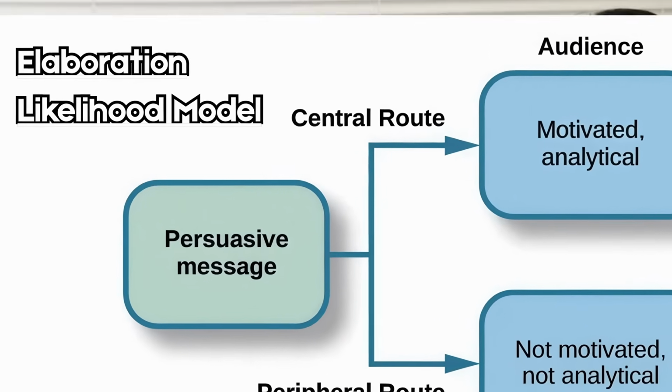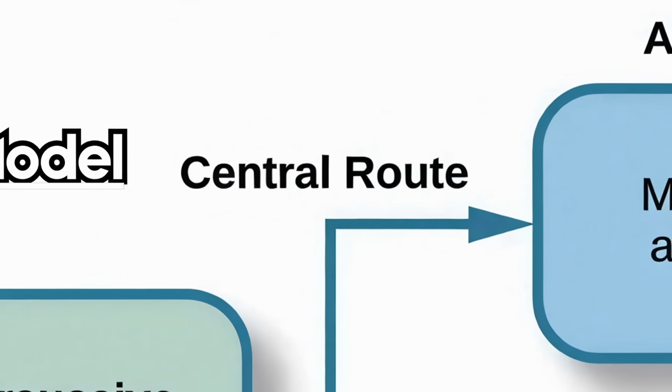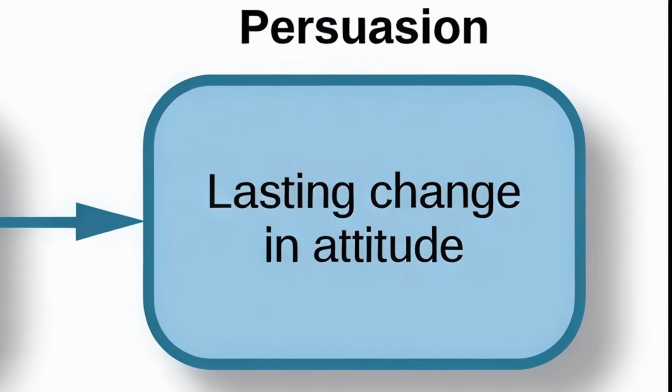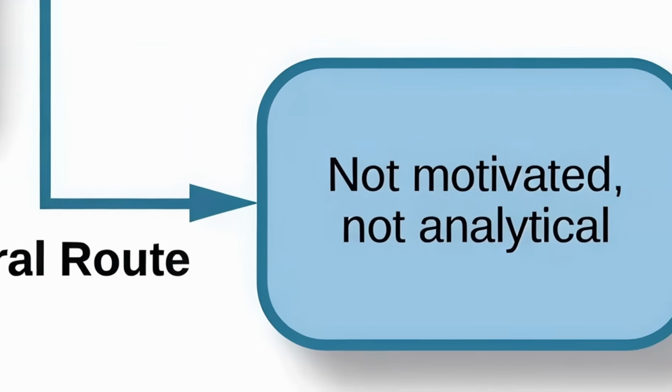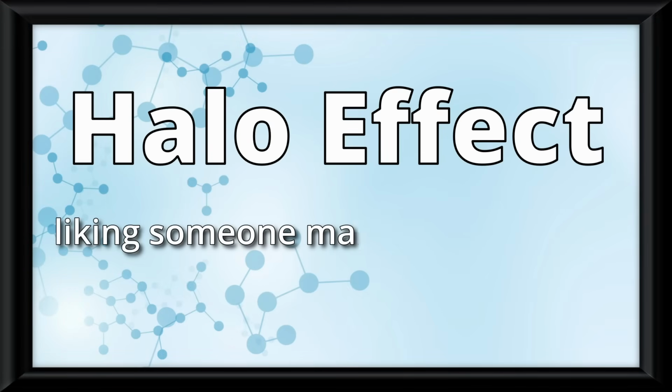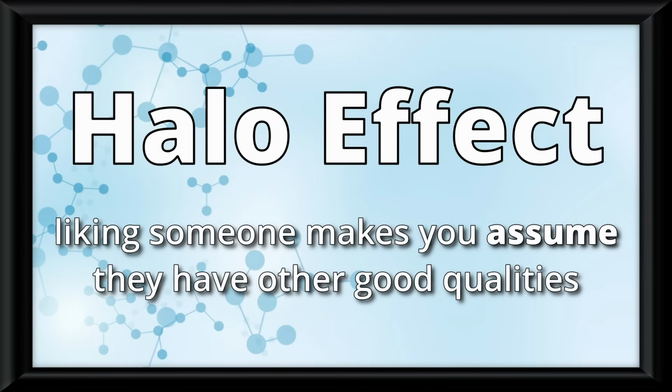When you try to change someone's attitudes or behaviors, that is known as persuasion. And the elaboration likelihood model outlines two main routes to persuasion. You could go the central route, meaning you're persuaded by the strength/logic of an argument after deep thinking, or you could go the peripheral route, meaning you don't think deeply and only rely on cues. An example of the peripheral route might be the halo effect, where liking someone makes you assume they have other good qualities. But if you want some techniques to persuade, voila!